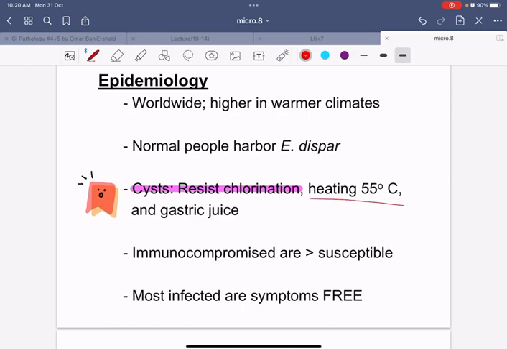You know, gastric juice is a major barrier in innate immunity. You have studied it last year, the gastric juice barrier. But amoeba is resistant to gastric juice. Immunocompromised are more susceptible. Of course, their immunity is less. Most infected are symptom-free. Many people have Entamoeba histolytica but they are symptom-free. When their immunity decreases, when they take corticosteroids, if they develop diabetes, these will flare up.